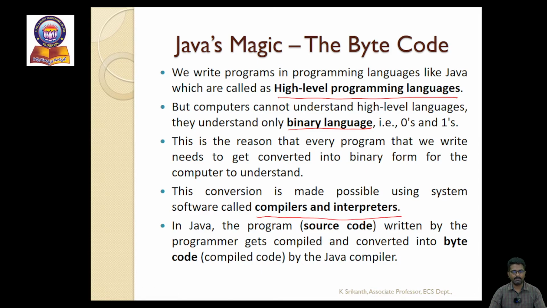In Java language, the source code which is written in Java is generally saved as .java and it gets compiled by using an exe file called javac.exe, which is converted into byte code, the compiled code, using the Java compiler. This is the first step while executing the Java programs.